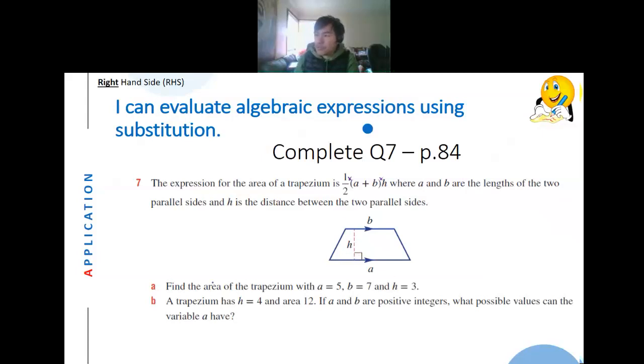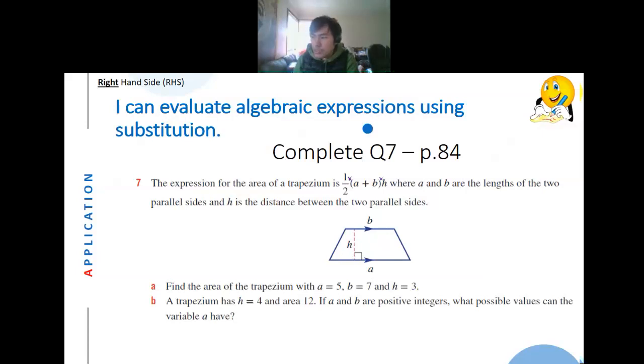You just have to find the area of the trapezium with A equal to 5, B equal to 7, and H equal to 3. So that means that you would have to substitute these numbers into this expression here, or the equation. So A, you will replace with 5. B, you would replace with 7. And H is replaced with 3.